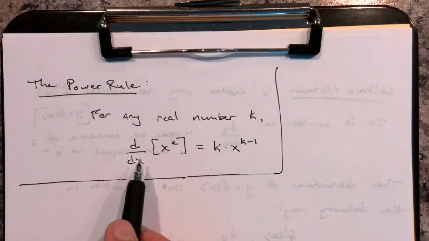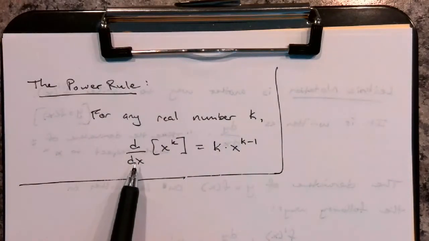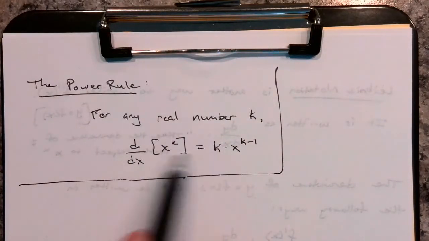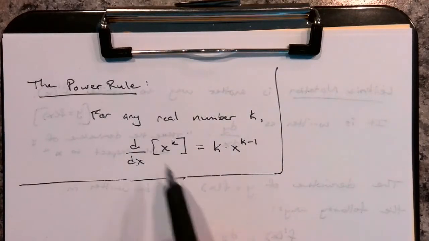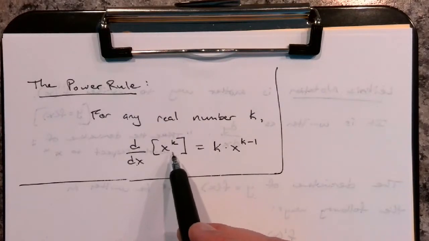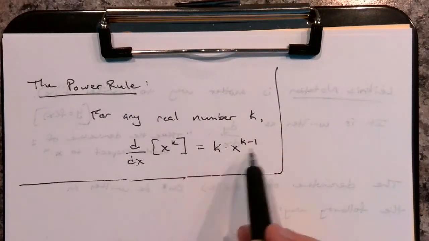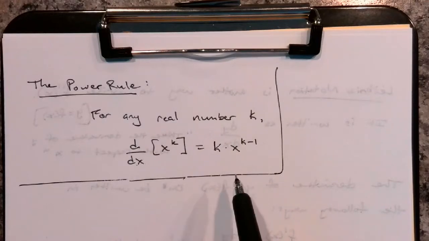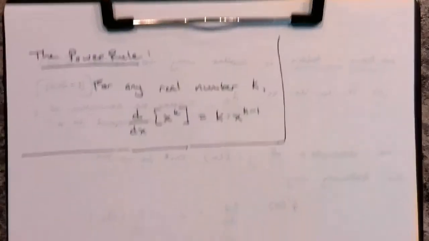Remember, this is telling you something to do. The d over dx is saying take the derivative of this with respect to x. You don't write d over dx in over here. So what it's really saying is that if you have some variable raised to a power, to take the derivative of it, you bring the power out in front and then you subtract 1 from that exponent. So let's take a look at some examples.